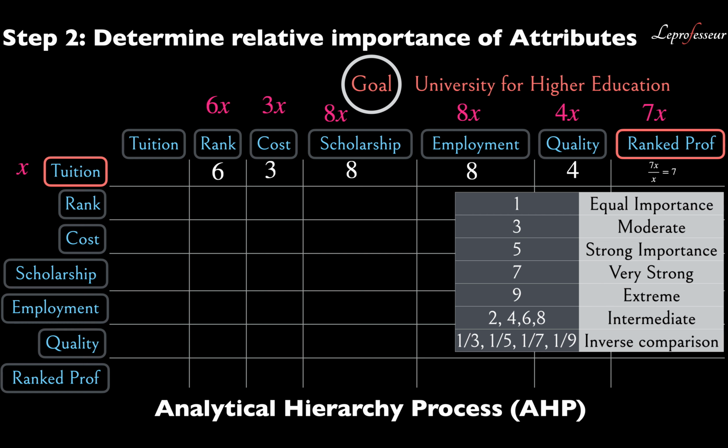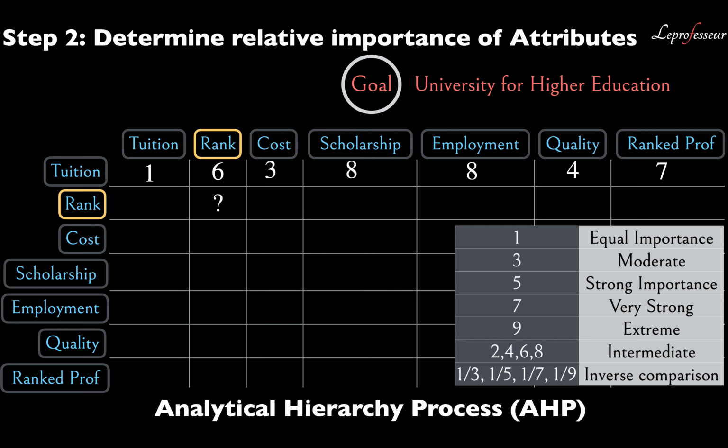So as I explained, tuition versus tuition is equally important, so we give it 1. If you look at the diagonal, rank versus rank, cost versus cost, scholarship versus scholarship, they will all get 1, equal importance. Now let's look at the second column and second row. We give it 1, as I just said.